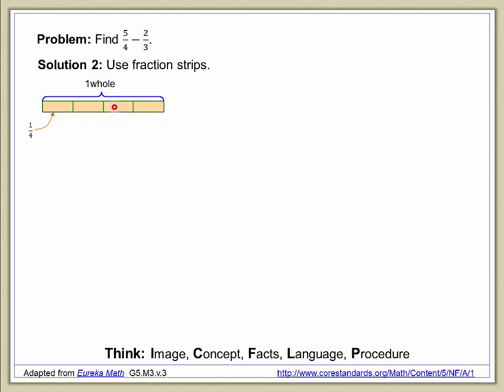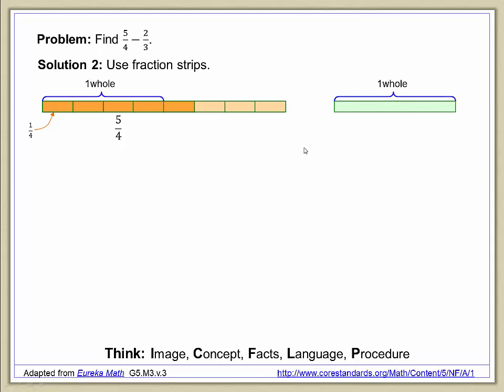Once again, we see that we can't create 5/4 out of 4 of them, so we need another whole, which we'll also break into fourths. And now we can represent our 5/4 here. And you'll notice again, it's the mixed number where we've got more than a whole. We've got 1 and a fourth for our 5/4.